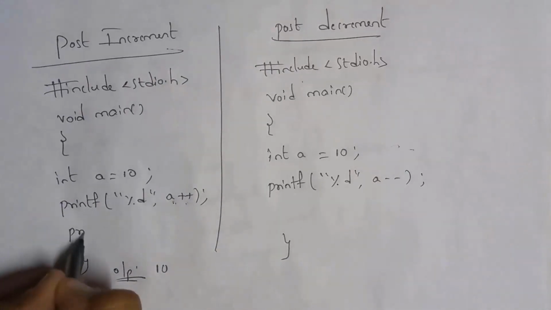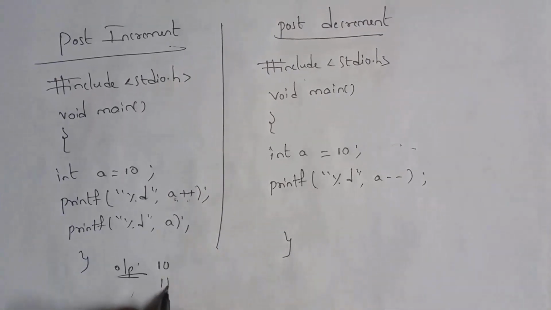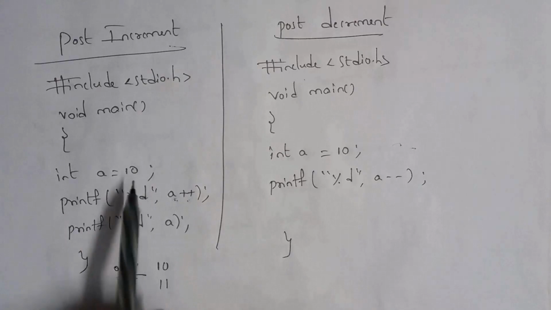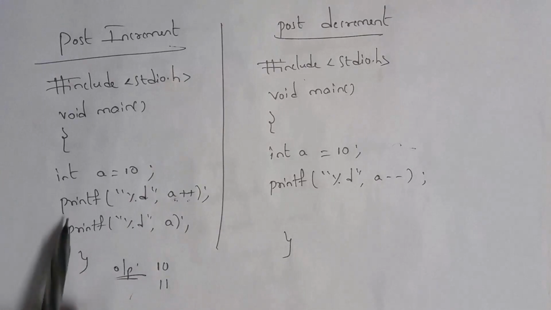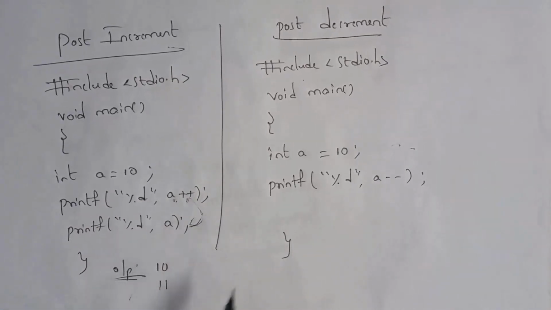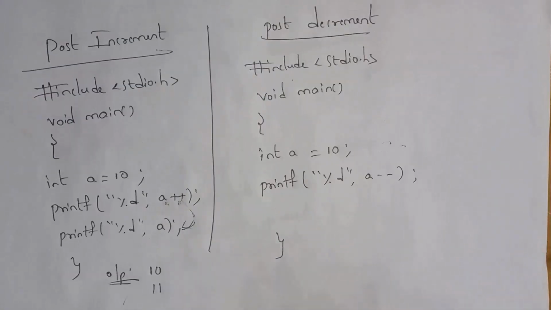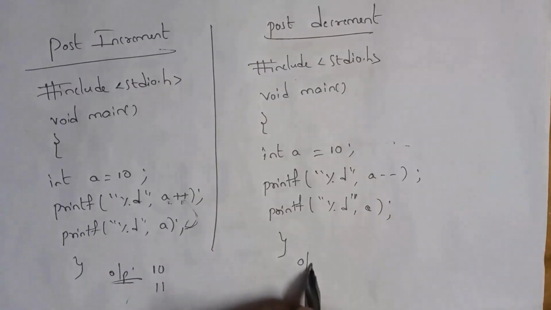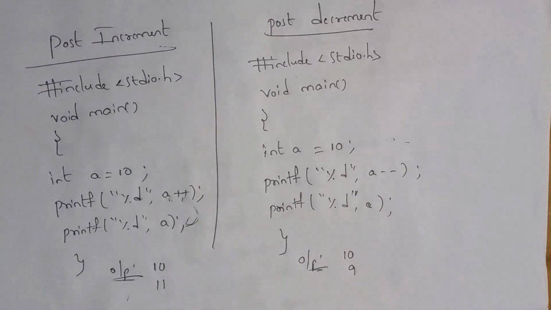And similarly, again if I write printf %d comma A, I will get output as 11, because the meaning of post-increment is, at first it will print the same value, after that next time it will increment the value. So by writing this program, at first I will get output as 10, next time it will increment the value, so I will get output as 11. Similarly for post-decrement, the meaning of post-decrement is, at first it will print that same value and next time it will decrement the value. So again I need to write printf %d comma A. By writing this program I will get output as 10, after that next time I will get output as 9. These are the C programs for post-increment and post-decrement.